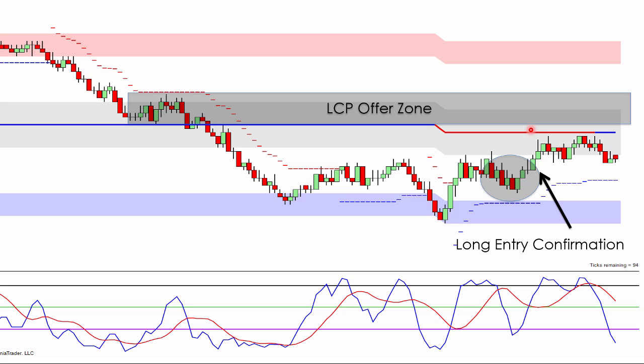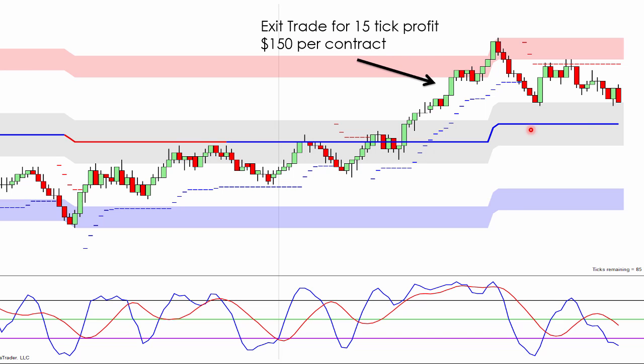This bar is my confirmation. I would enter the market at the open of the bar after this one. And let's review and see what happens here. Price goes straight up, hits our target at 15 ticks for $150 per contract. And look what happens. The trading time frame puts in a fresh bid zone.